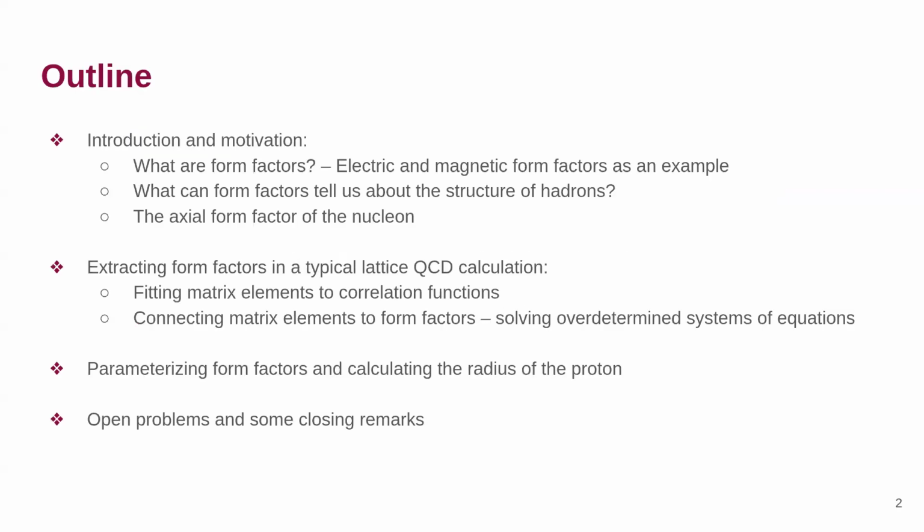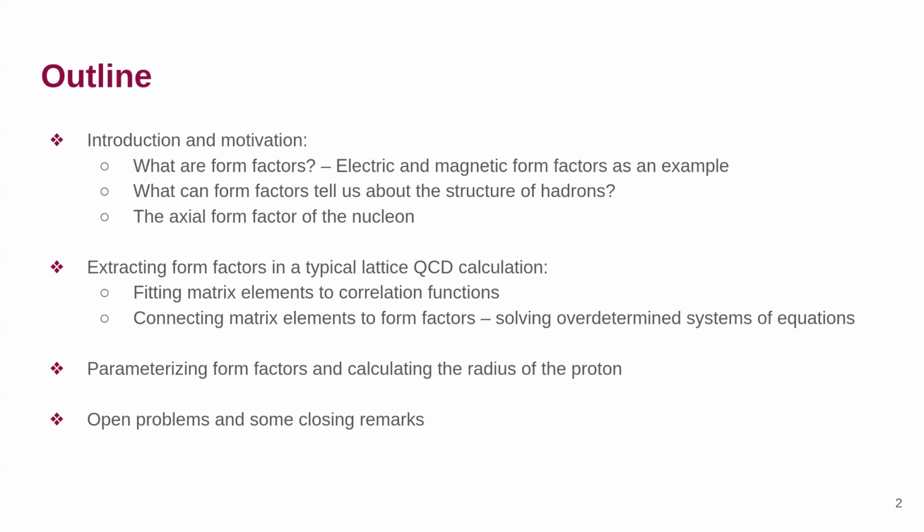So I've got just a bit of an outline of what I'd like to talk about. I'll start with defining what form factors are in the context of hadrons. I'll be focusing on the nucleon form factors, and giving an example, essentially, of the electric and magnetic form factors. Then I'll talk a bit about what these form factors can tell us about the properties and structure of the nucleon. I'll also very briefly touch on the axial form factor, since that's another kind of form factor that one might be interested in studying.